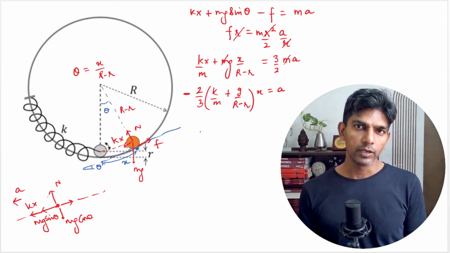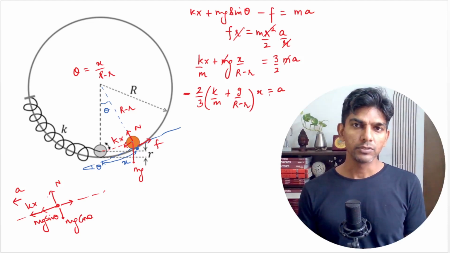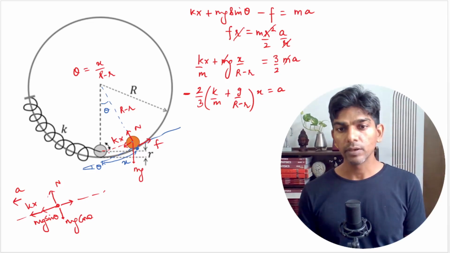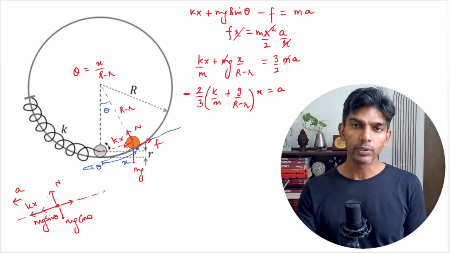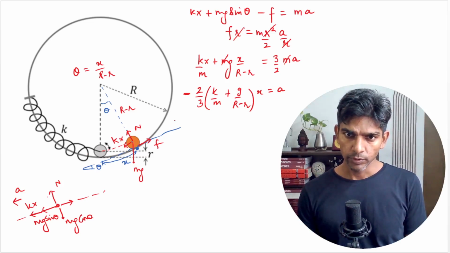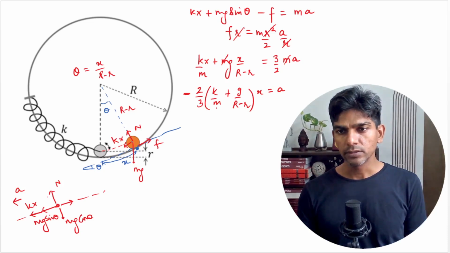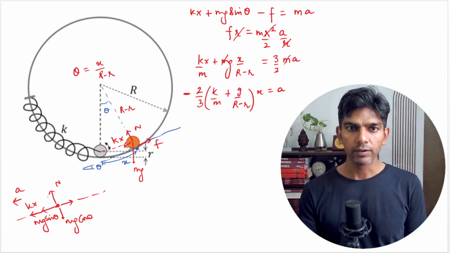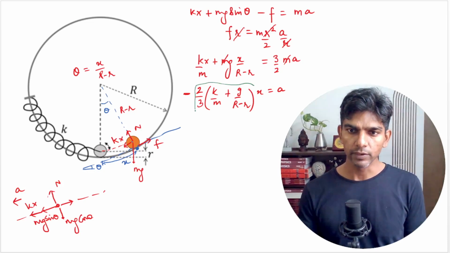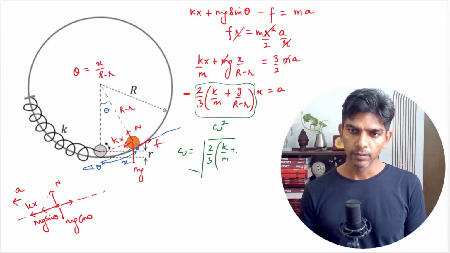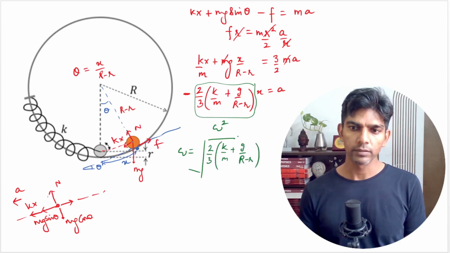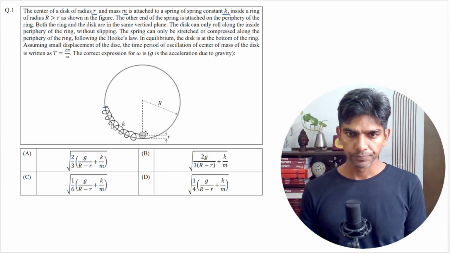Now this is a simple harmonic motion, right, where acceleration is proportional to the displacement from the mean position, and I'm treating this arc x, this x distance, just like a horizontal linear simple harmonic motion, because theta is very small. Now from this we can say this is the angular frequency, right? So this factor is the square of the angular frequency, so this is omega square. So omega comes out to be root of 2 by 3 k by m plus g upon r minus small r. So if we look at the options, option A is the right answer.